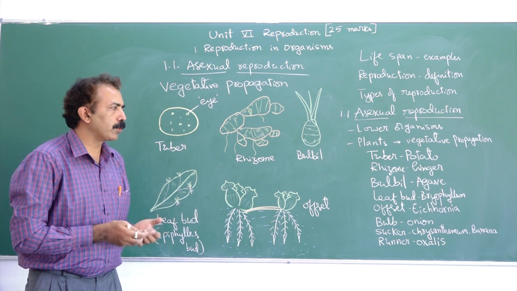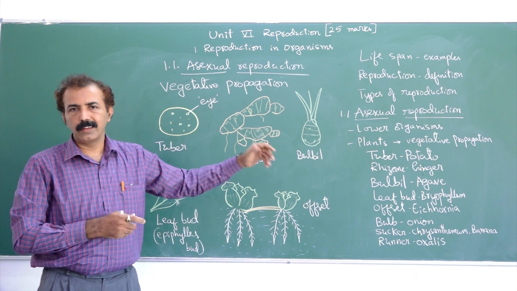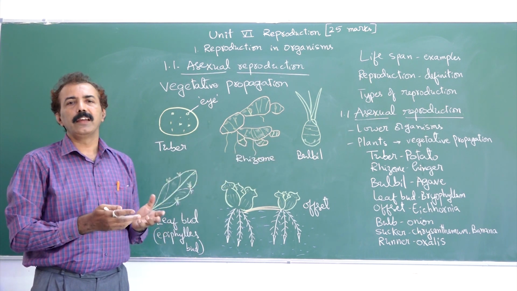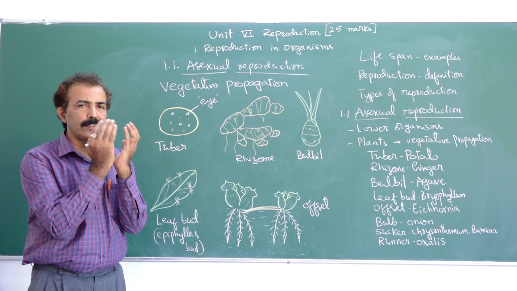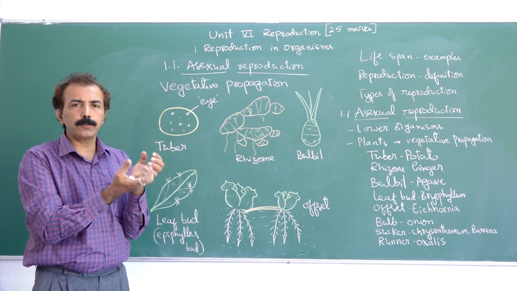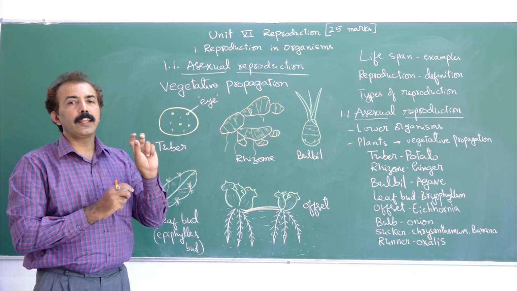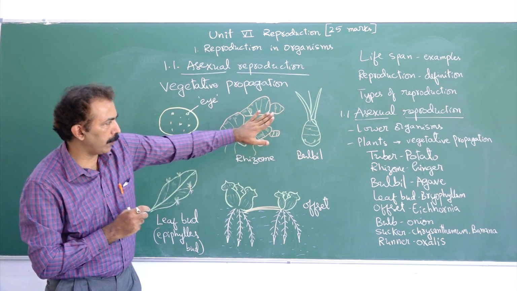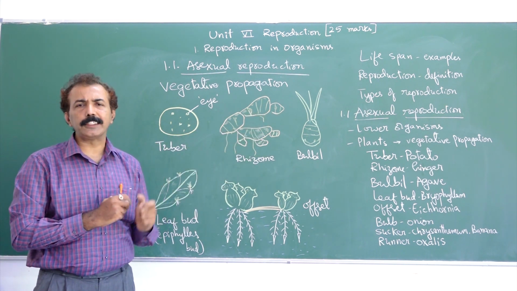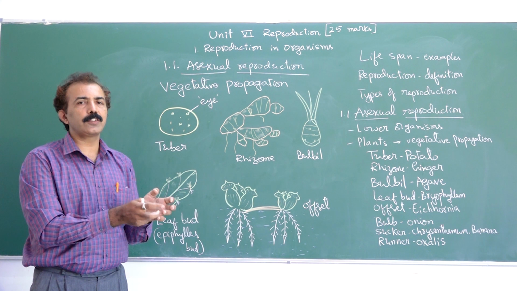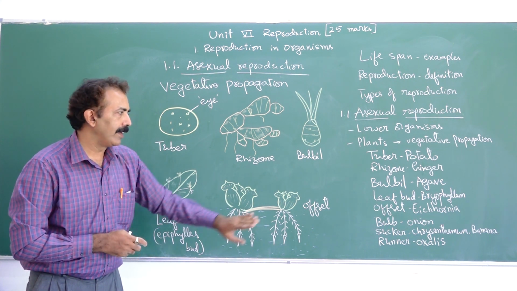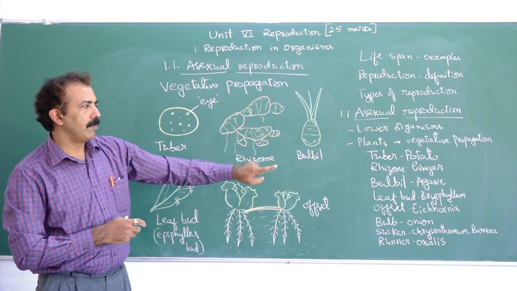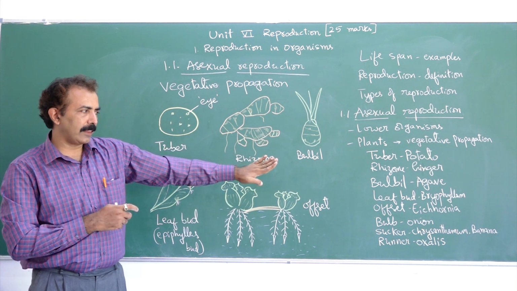Some more examples to quote. Onion, which you use very regularly. You have seen the structure. There is a cluster of leaf bases with a bunch of roots below. It's called by the name bulb, almost similar to bulbil. It's again a vegetative propagule. When you put it in the soil, you get a plant. Sucker, banana plant and chrysanthemum.